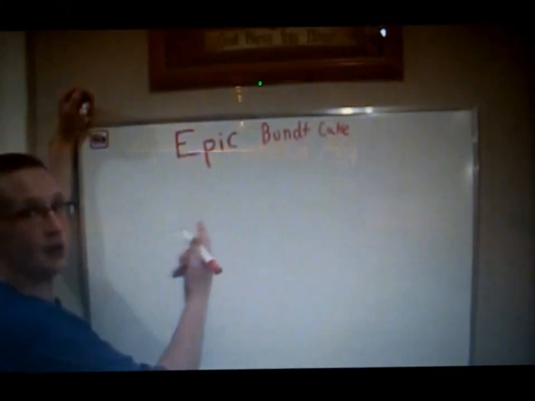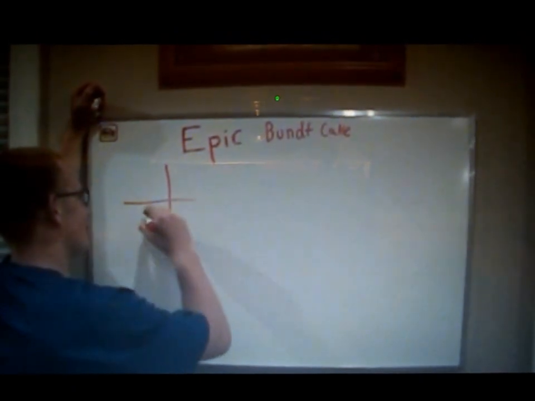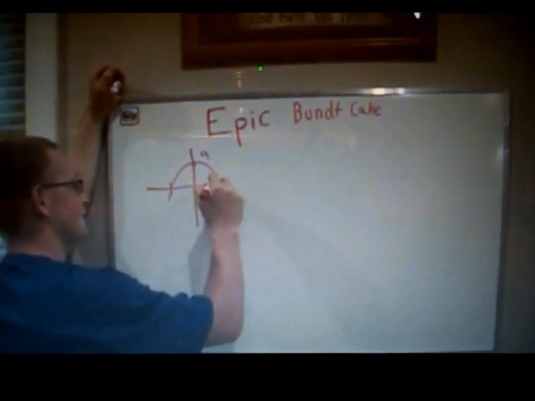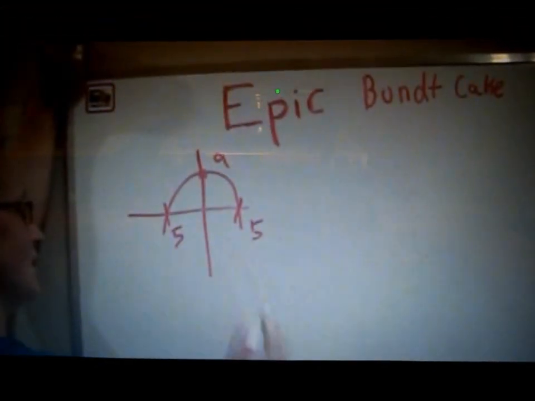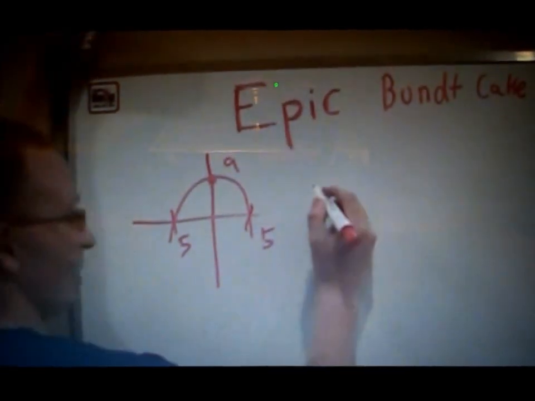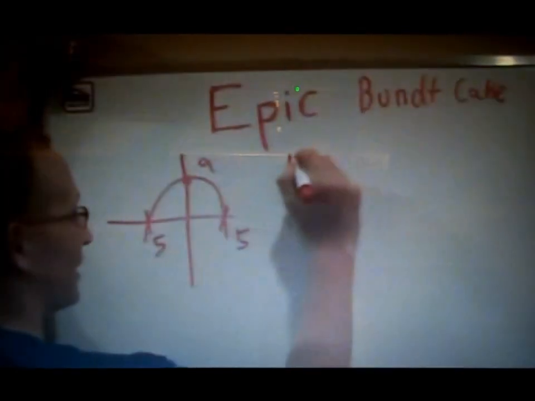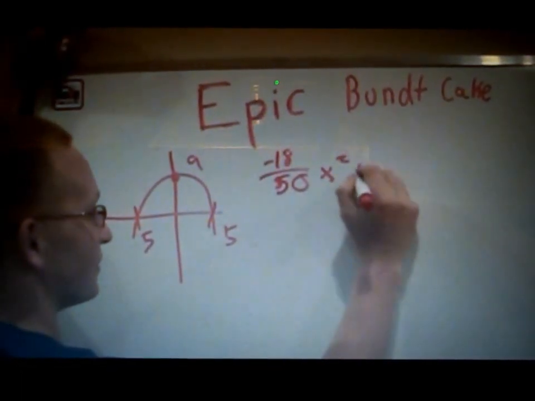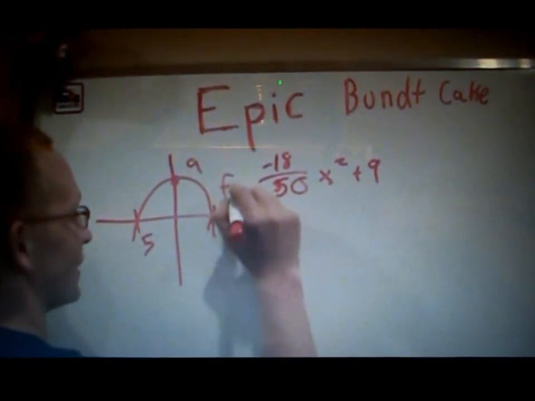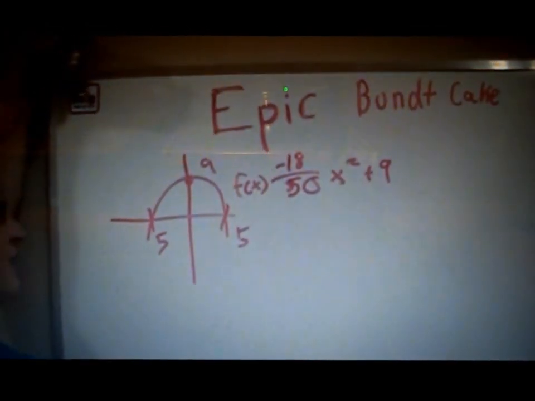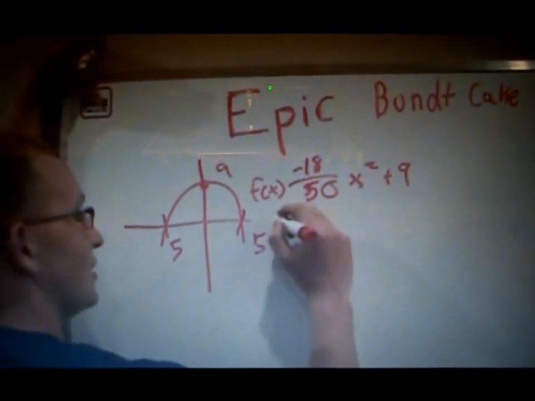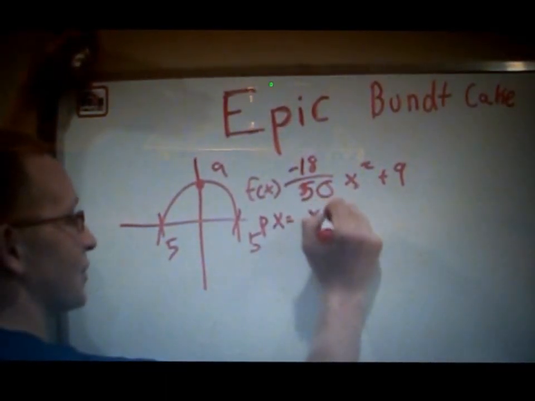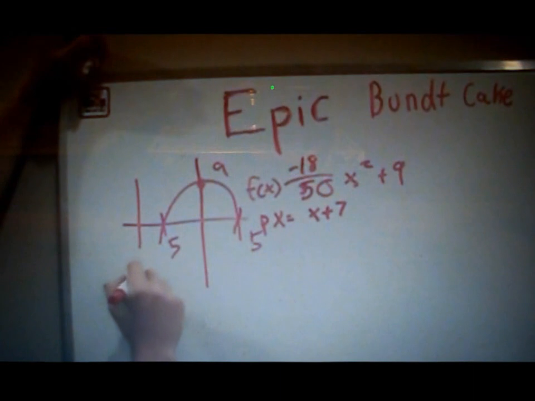Now time to calculate your bundt cake. So the basic graph of a bundt cake is like this. The maximum is 9, and these two intercepts are 5. Through finding the equation of the line, we found that the equation equaled negative 18 over 50 x squared plus 9. So that's your f of x, your height function when you're using the shell method. The x of it is equal to x plus 7, because it's rotated about this point.